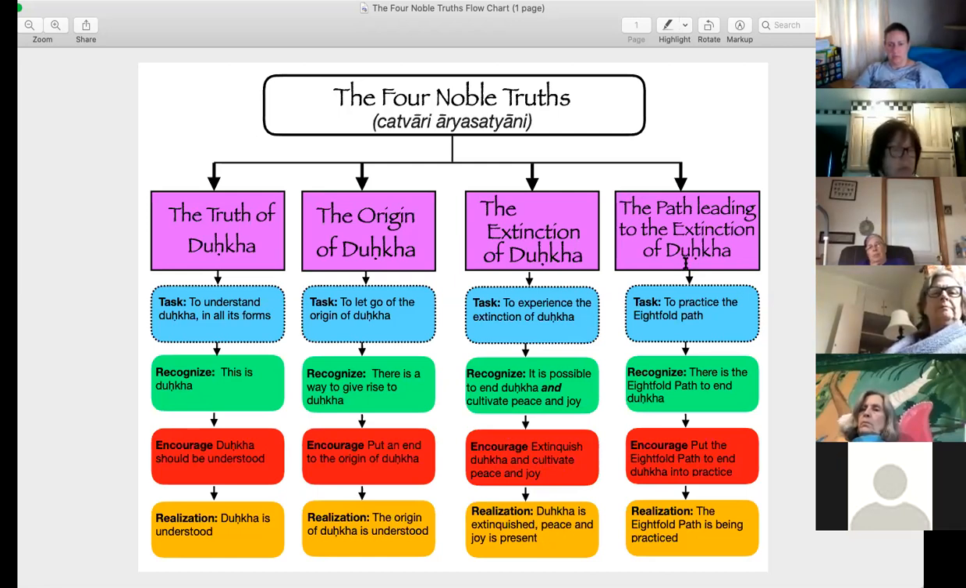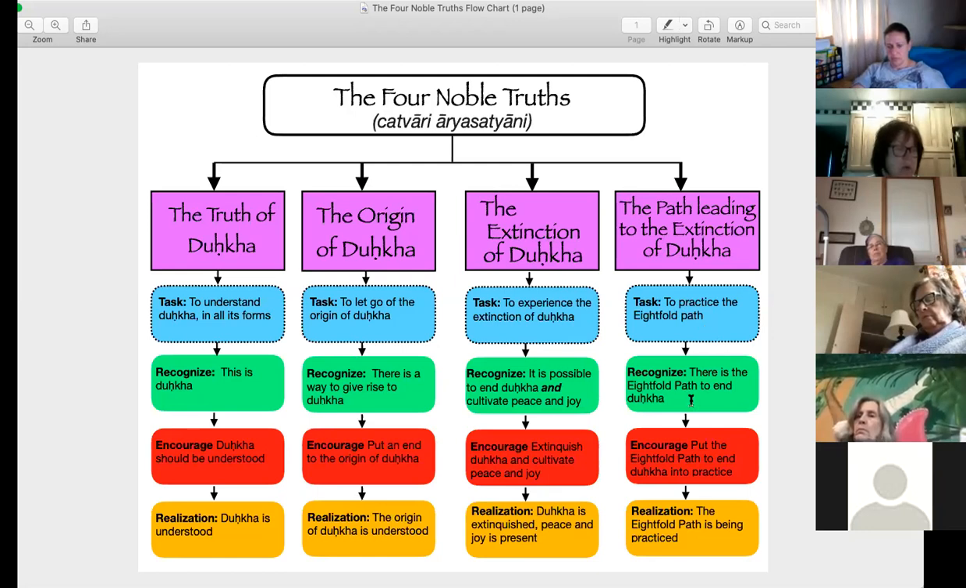And then the last noble truth is the path that leads to the extinction of dukkha. And so the task is for us to practice the Eightfold Path. That the Eightfold Path is what the Buddha created to show us how to do the other three things.